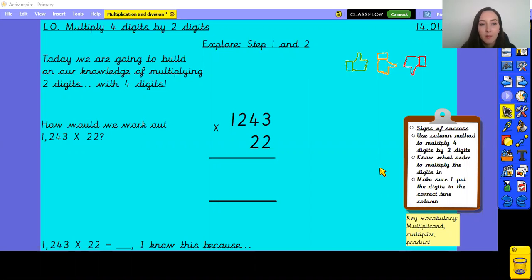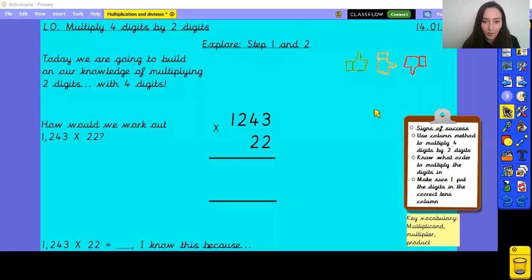So today we're going to be moving on from yesterday and looking at multiplying 4 digits by 2 digits. Before we begin the lesson, could you please pause this video and write the date and the LO in your maths book. So the date is the 14th of the 1st, 21, and the learning outcome is multiply 4 digits by 2 digits. So just pause the video and do that now.